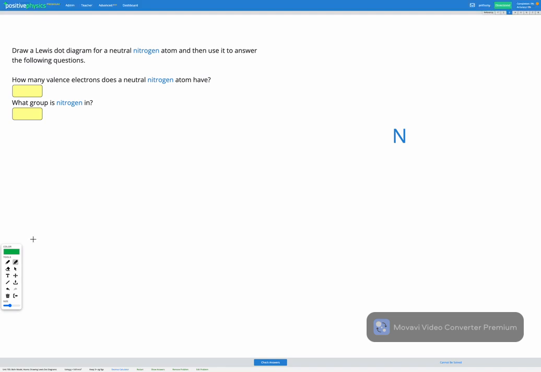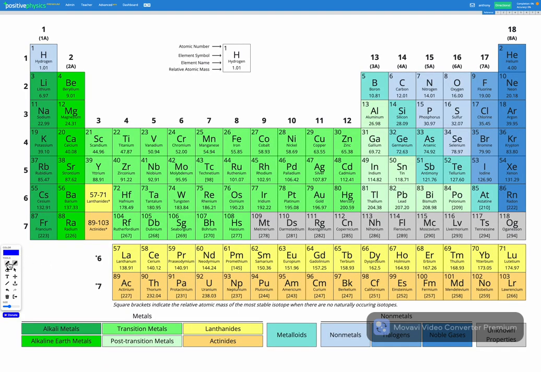In this question, we're going to draw a Lewis dot diagram for a neutral nitrogen atom. So Lewis dot diagrams are very similar to Bohr diagrams, except they only show the outermost shell. So they only show the valence electrons. So first let's figure out for nitrogen how many valence electrons it would have. So let's go and look at our periodic table, and we want to find nitrogen to start with. And here's nitrogen over here.